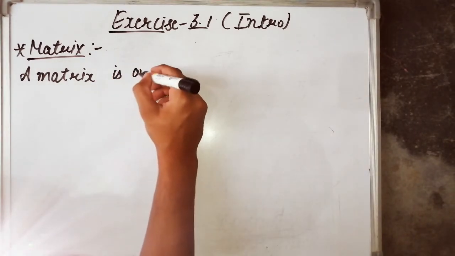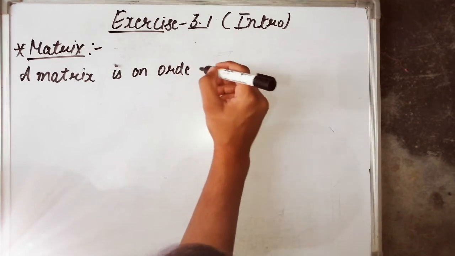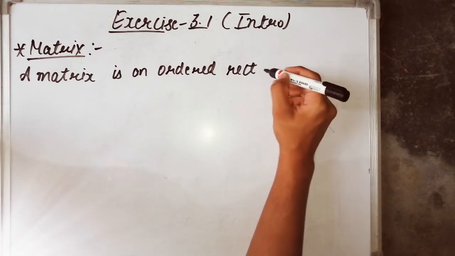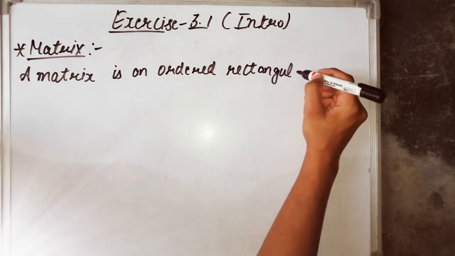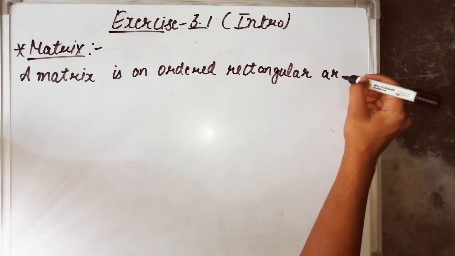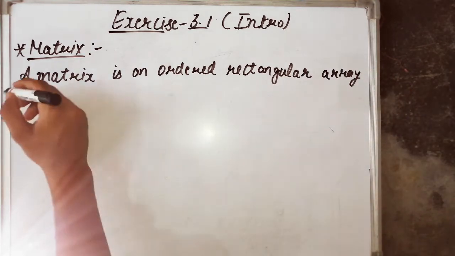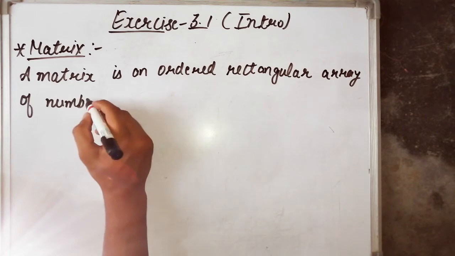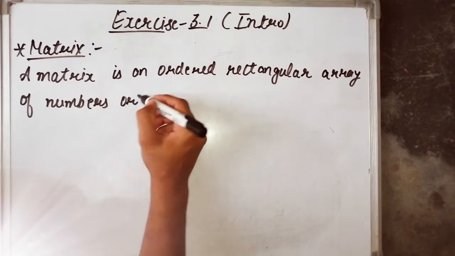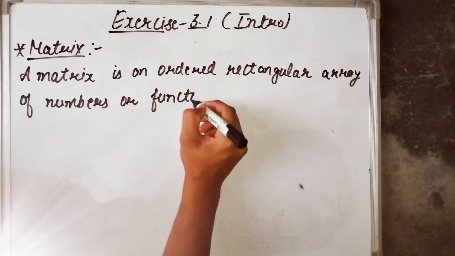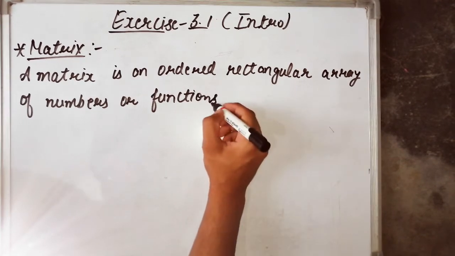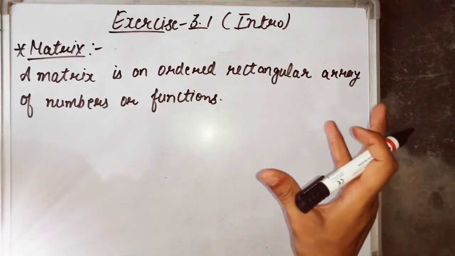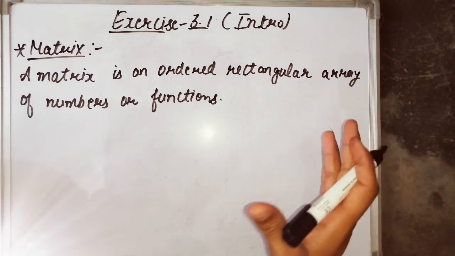A matrix is an ordered rectangular array of numbers or functions. Okay, this is the definition of matrix. It states that a matrix is an ordered rectangular array of numbers or functions. So what is a matrix?